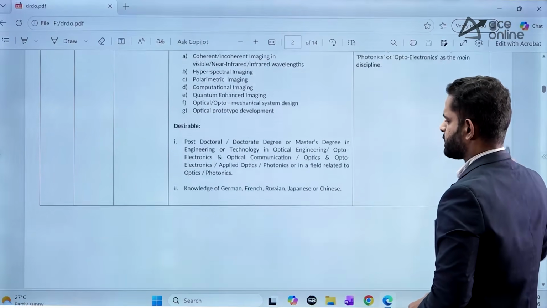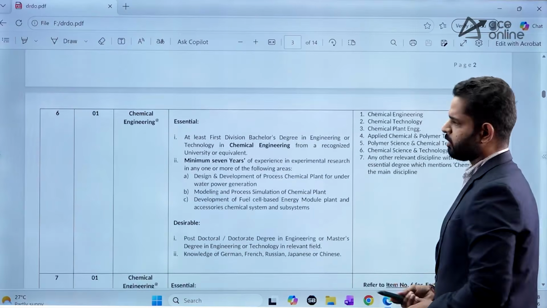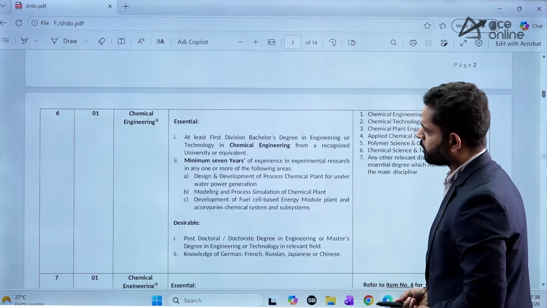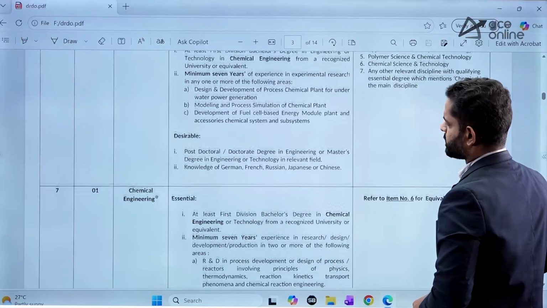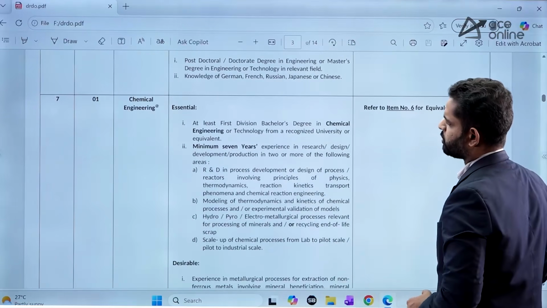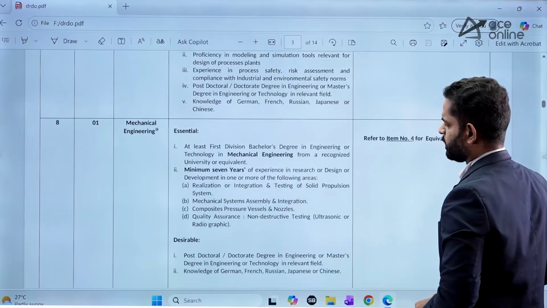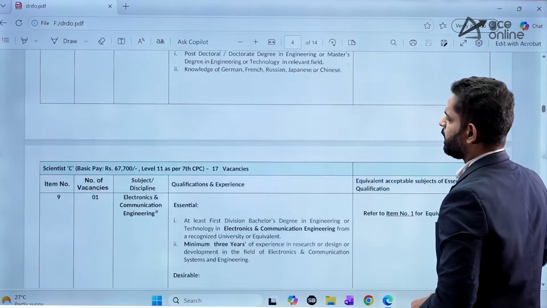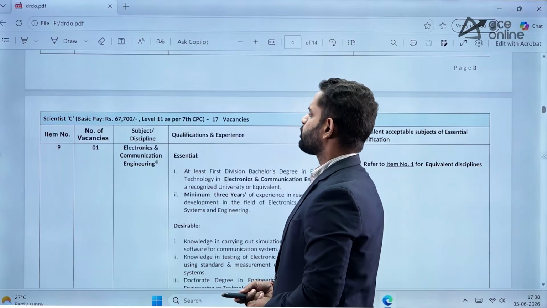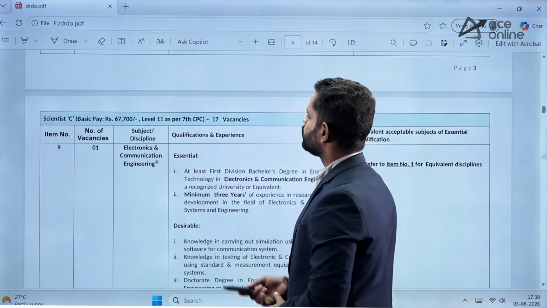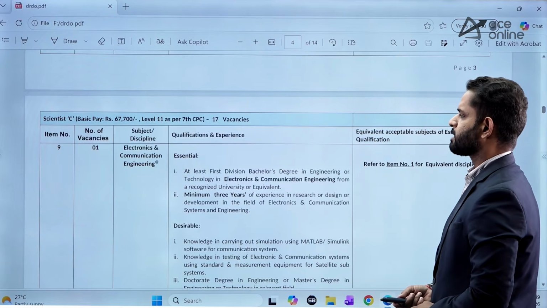Next is serial number 6, that is chemical engineering. One vacancy for chemical engineering, with equivalent qualification and experience mentioned. Chemical engineering, one vacancy, mechanical engineering, one vacancy for group D. And group C, that is Scientist C, basic pay rupees 67,700 at level 11 as per the 7th CPC. Total 17 vacancies are out.